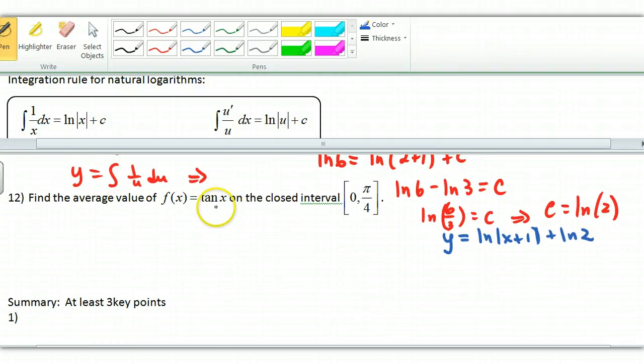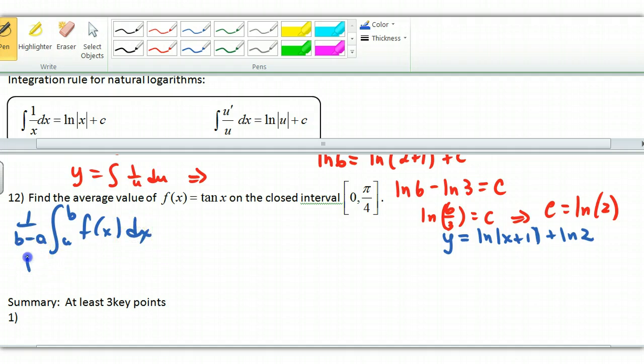Okay, the next one says find the average value of the tangent on the closed interval here. So I'm going to do average value, which would be this thing right here. And when I do this, this would be 1 over pi over 4 minus 0, integral from 0 to pi over 4 of the tangent of x. So why I'm doing this problem is because I want to find the antiderivative of the tangent of x.